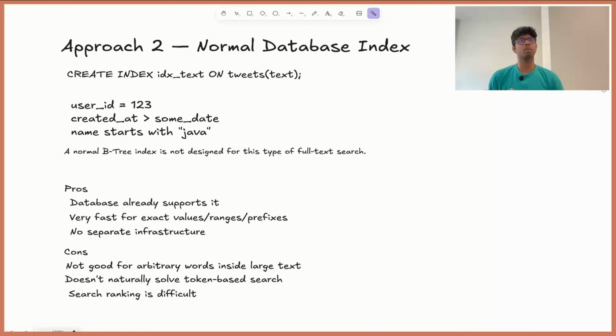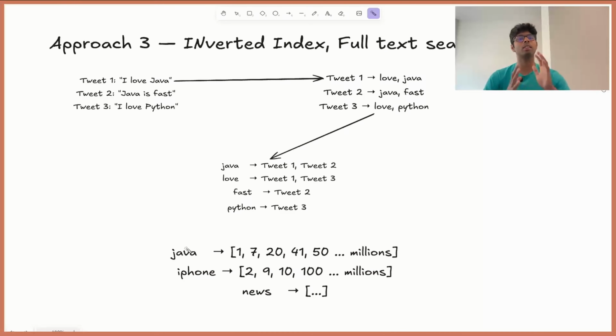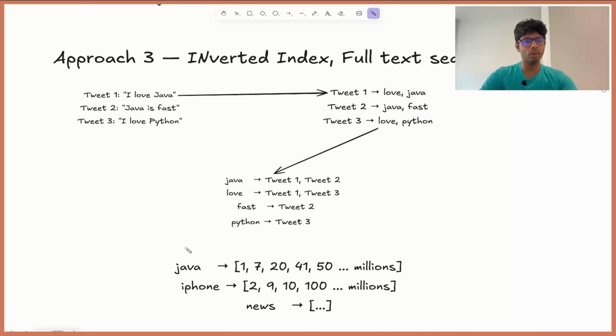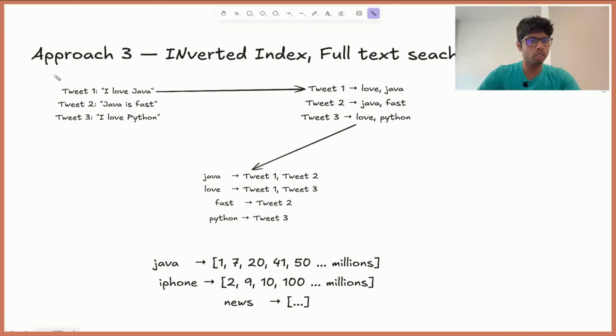So we discussed approach 2. Now let's move to approach 3, the inverted index and full-text search index. Many databases also support a full-text search index, which we can call an inverted index. So what is going to happen now? Think of it: there is a tweet. This is the data that we are going to store in our database as it is.